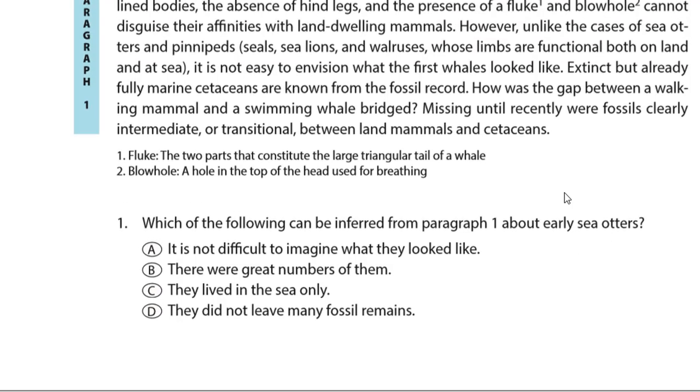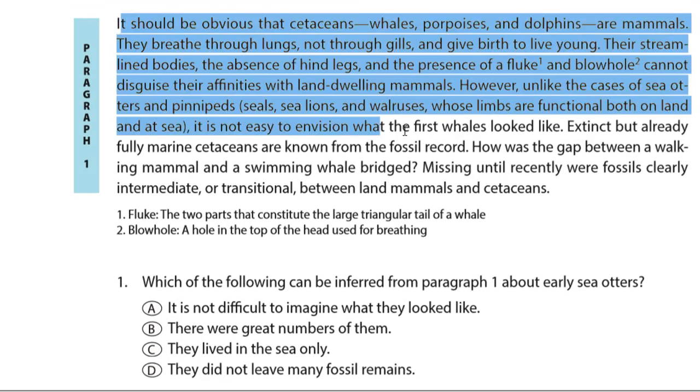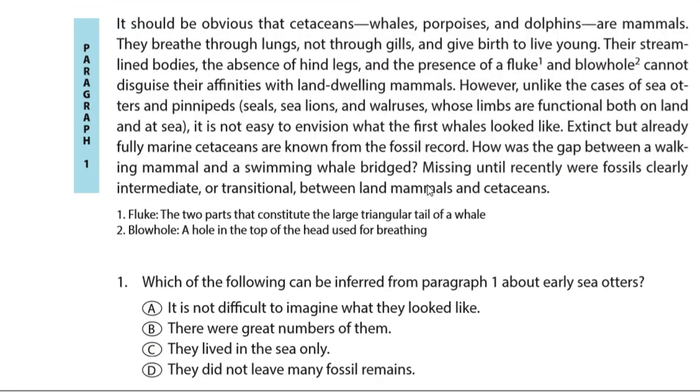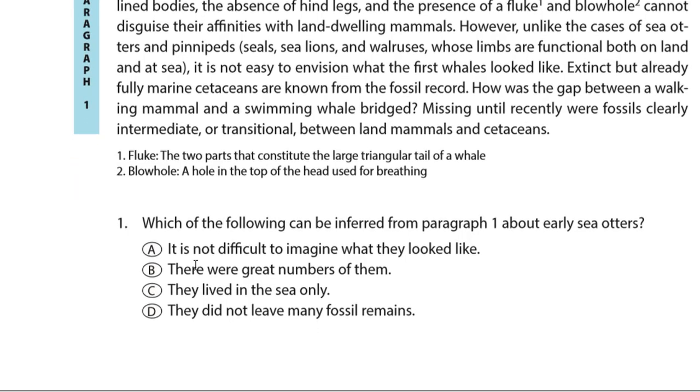First of all, we need to understand what an inference question means. Inference means to conclude something, to think until you find the answer, because the answer is not stated explicitly in the passage. We need to use a key sentence to reach the answer. Now we read the multiple choices. A: It is not difficult to imagine what they looked like. B: There were great numbers of them. C: They lived in the sea only. D: They did not leave many fossil remains.